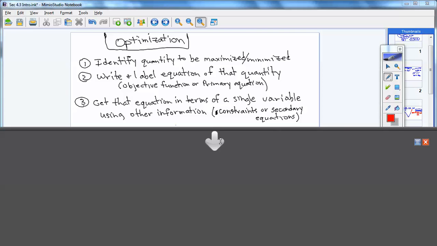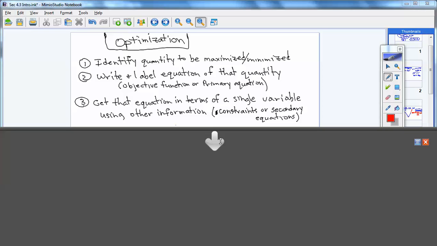Okay? Now, sometimes when you write that equation, you have more than one variable. When I give you a function, it says f of x, and it's just got one variable in it, x. But if we've got a profit equation, maybe it's got multiple things in it, or if it's a volume. This would be an easy example. Say it's a volume of a box. So we've got length and width and height, right? The volume of a box is length times width times height. Well, we can't do a derivative with 3 variables. We've got to have just one variable. So it says get that equation in terms of a single variable using other information. These are called your constraints or your secondary equations.